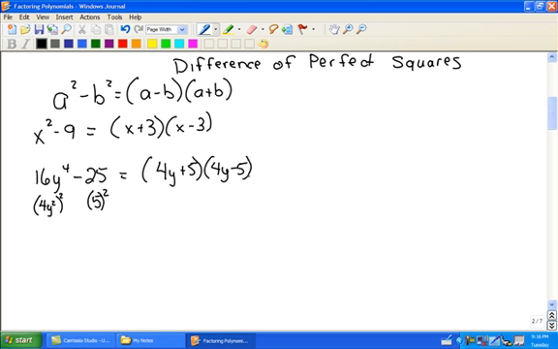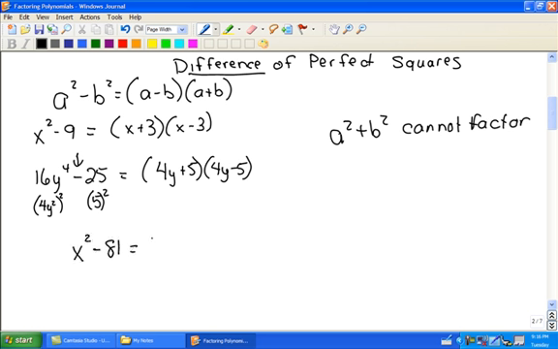Now remember, this only goes for the difference of two perfect squares. If we have something like a squared plus b squared, you cannot factor this. It's only when that middle sign is a subtraction sign, the difference of two perfect squares. One last example, if we look at x squared minus 81, that's going to factor because we have a perfect square for x, and we have a perfect square for 81, so it will be x plus 9 and x minus 9.